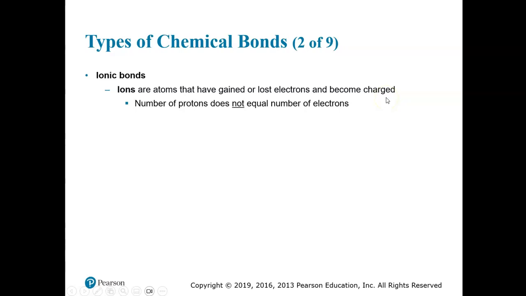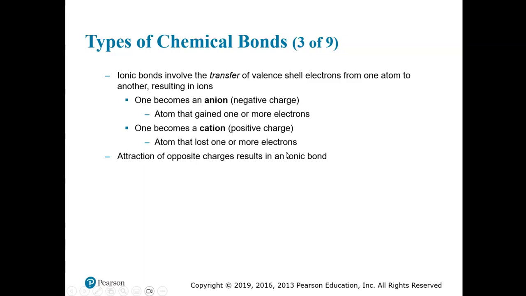Because a neutral atom has the same number of protons, or positive charges, as it does electrons, or negative charges. So altogether it has no charge. But if it loses electrons, it's going to have a positive charge because it has more protons now. And if it gains electrons, it will have a negative charge.